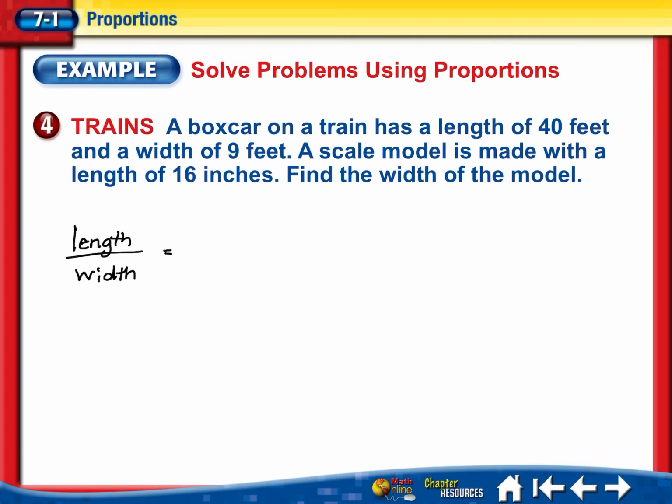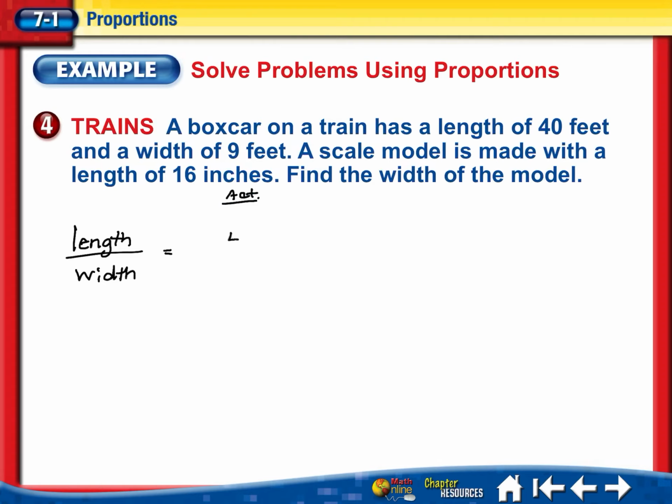So there's 2 things we're looking at. We're looking at the actual and the scale model. So one fraction is going to be my fraction for length and width of the actual. The other fraction is going to be the length and width for the model. I'm going to go ahead and do the actual first.